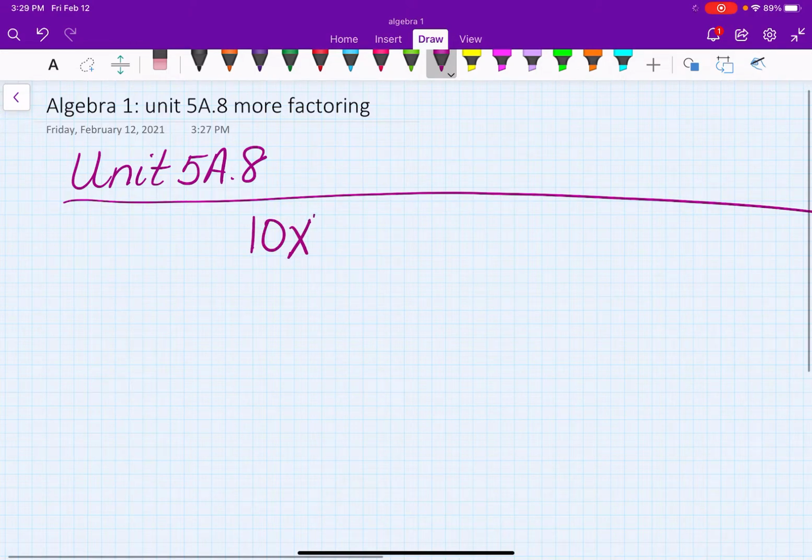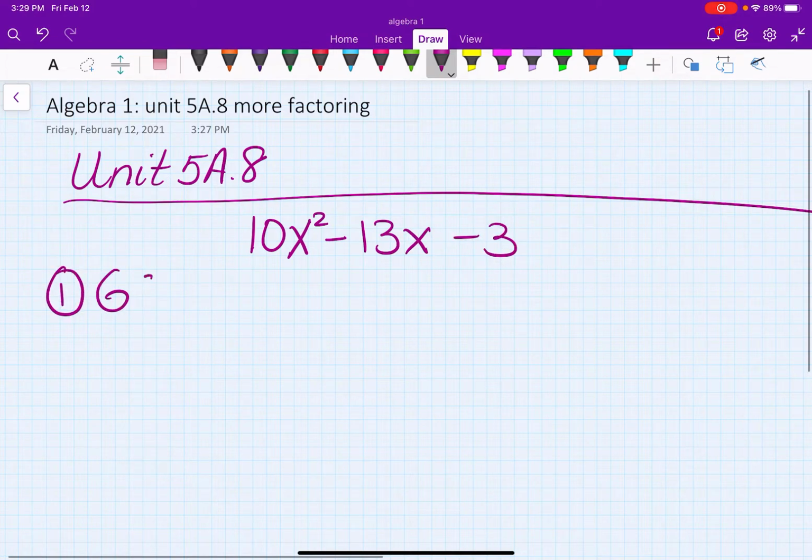10x squared minus 13x minus 3. First step, GCF. Is there anything that goes into 10, 13, or negative 3? 3 is prime, so does 3 go into 13? Nope, so we're done. It's 1.